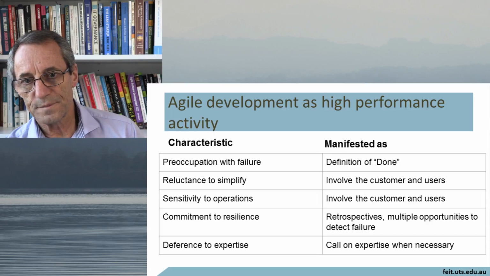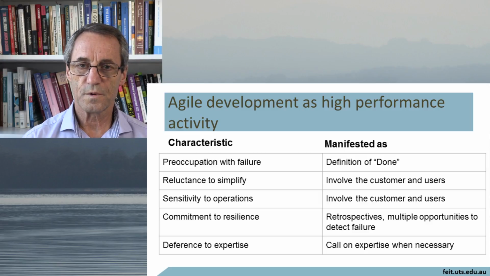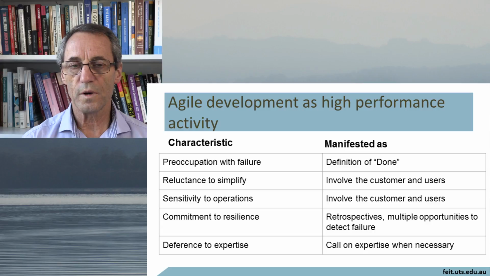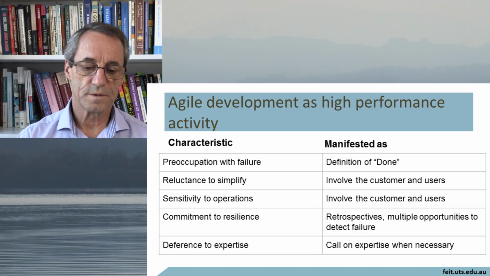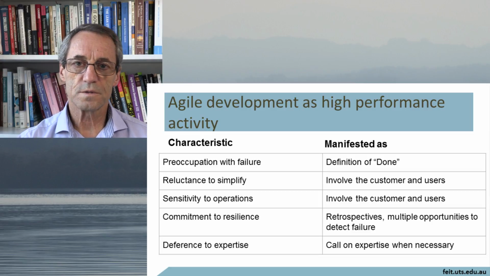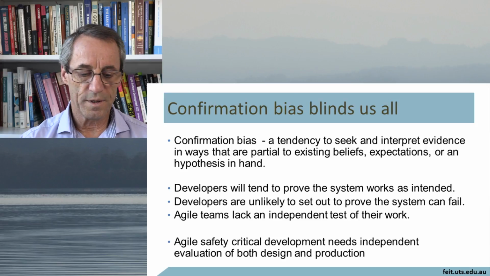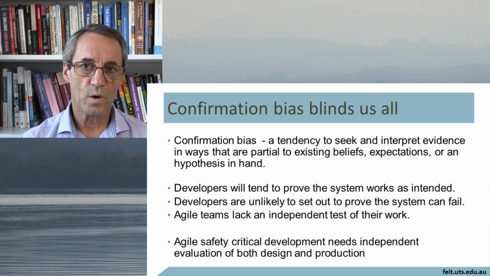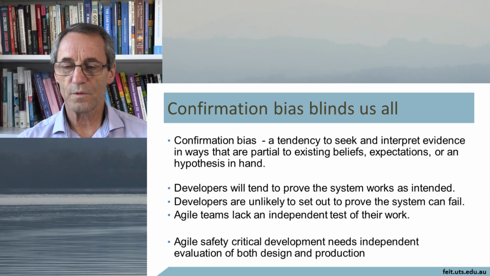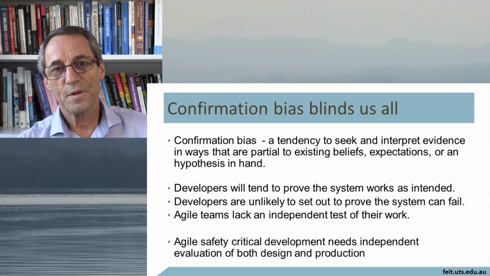Now, if they do all that, assuming an agile team conforms to all those practices and implements them quite well, would that give them adequate assurance of safety? And I don't think it would. And the answer is this very human characteristic of confirmation bias. A confirmation bias is a tendency to seek and interpret evidence in ways that support the existing beliefs, the expectations, or a hypothesis. Now, software developers develop a system they believe is going to work.